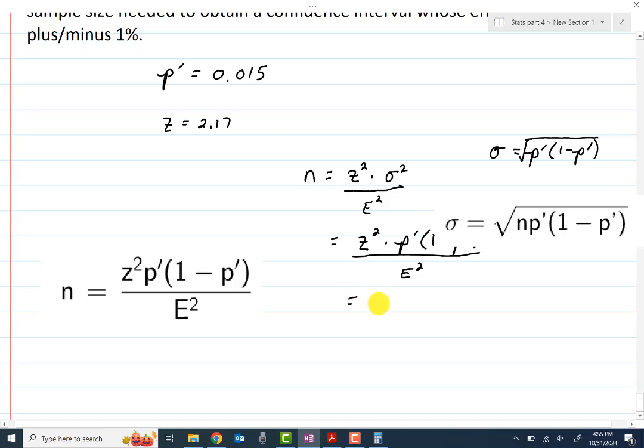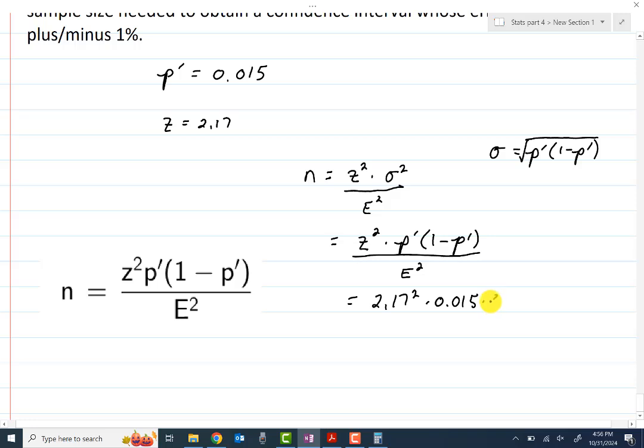All right, so I still got my z, which is 2.17 squared. P prime is 0.015. 1 minus P prime is 0.985. And in the denominator, I'm going to have 0.01 squared. Of course, as usual, you want to round up. N will equal 696.